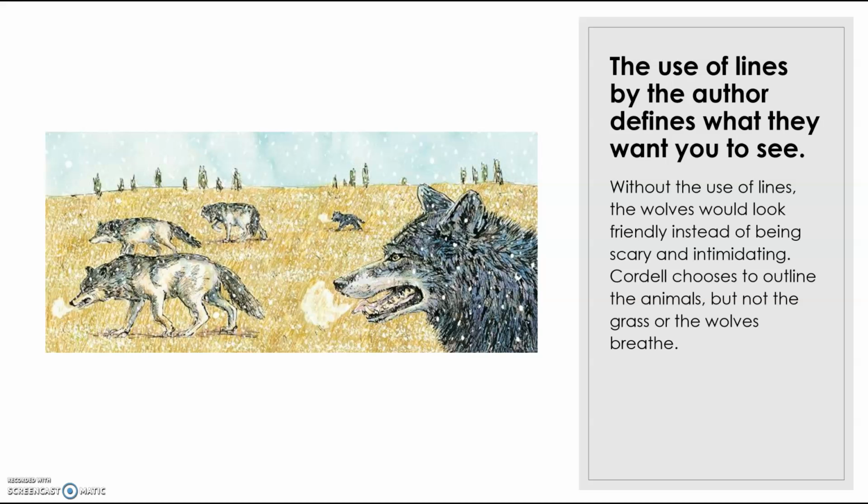My next one is a book by Cordell. And this use of the lines defines really what the author wants you to see. Without the use of lines, the wolves would look friendly instead of being scary and intimidating. Cordell chose to outline the animals, but not the grass or even the breath that you could see the wolf breathing. When you look at this page, you see the wolf itself. You see each line depicting a hair on the wolf, and how in the right-hand corner, that wolf's hair is standing straight up, right? You really see texture and each hair, and it just makes that wolf really stand out on the page versus that soft tan maize color of the grass that they're roaming through.